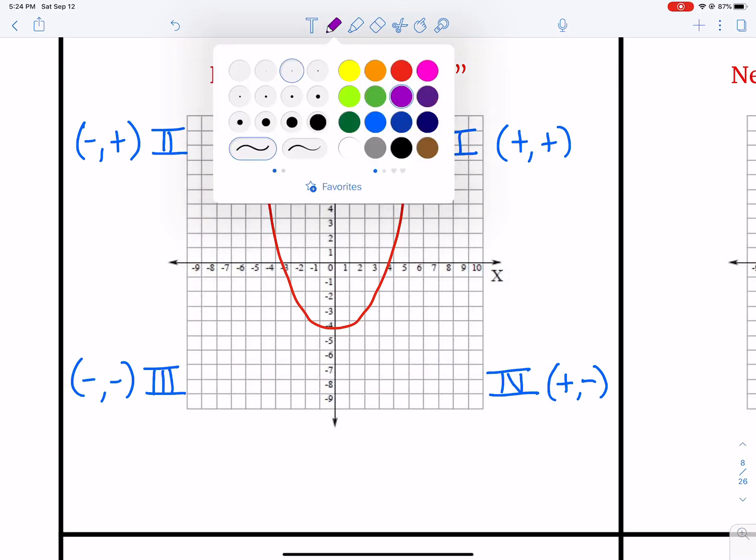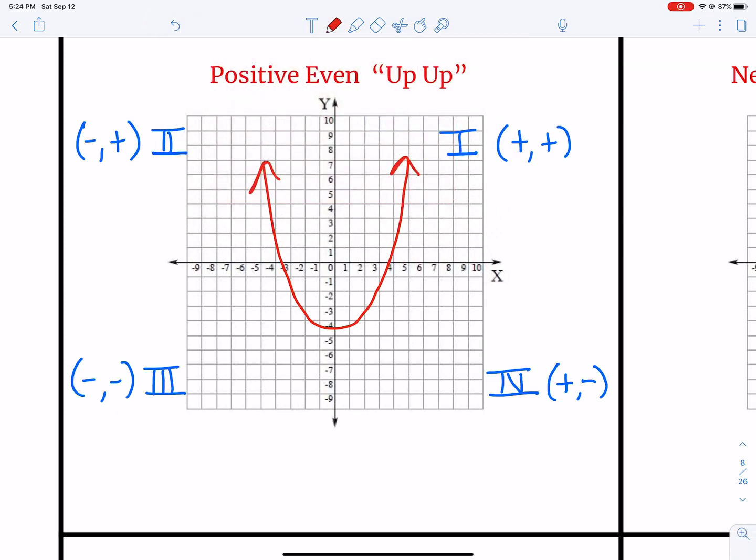So for the end behavior of this graph, we would say as x approaches, with a little arrow pointing to the side, positive infinity, y also approaches positive infinity, because it's pointing toward that first quadrant, and that's what x and y behave like in that quadrant.